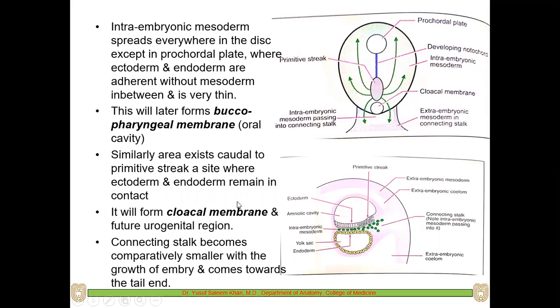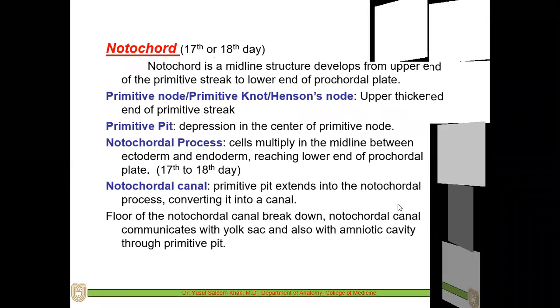The connecting stalk becomes comparatively smaller with the growth of the embryo and comes toward the tail end. If you see here, this is the amniotic cavity, this is the secondary yolk sac. It was two-layered, epiblast and hypoblast. Now with the formation of the primitive streak, there is a third layer called the mesoderm. And here there is the connecting stalk, which comes toward the tail end.